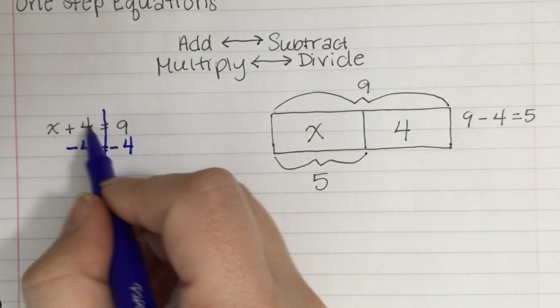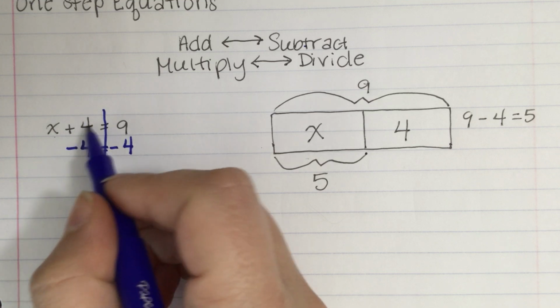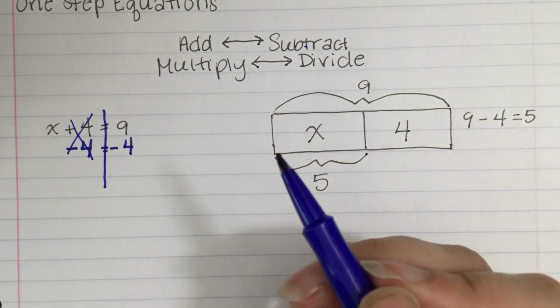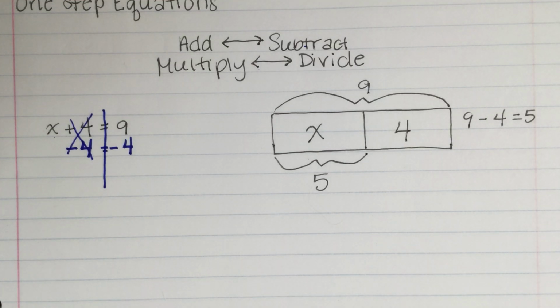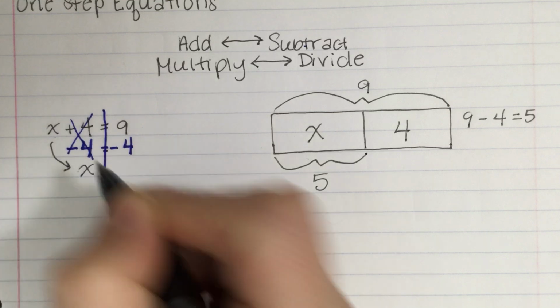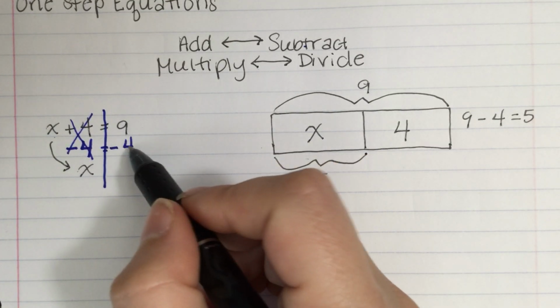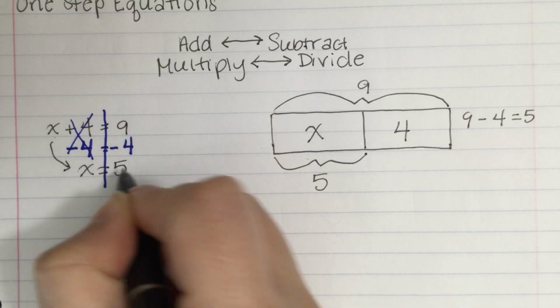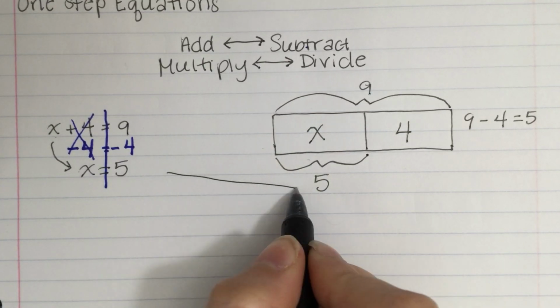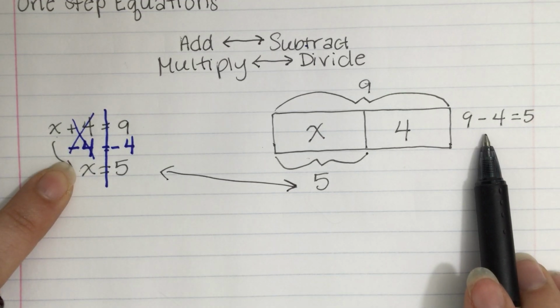So we have positive 4 and negative 4. Those are considered a zero pair, meaning if you were to combine them together, they actually cancel each other out. And what you're left with on this side is x by itself, which is the goal. Okay, we're trying to isolate that variable. And over here we have 9 minus 4, and that gets us an answer of 5. So we do end up with the same answer. And if you look, the math was actually exactly the same. We just went about it in two kind of different ways.